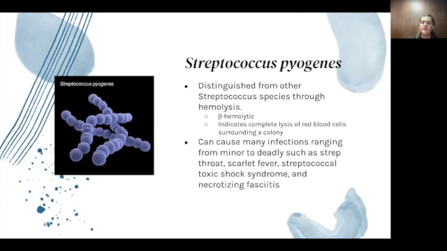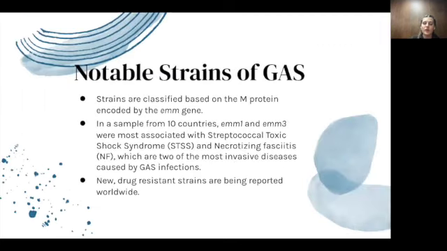and necrotizing fasciitis. So the strains of Group A Streptococcus are classified based on the M protein encoded by the EMM gene. In a sample from 10 countries, EMM1 and EMM3 were most associated with streptococcal toxic shock syndrome and necrotizing fasciitis, which are two of the most invasive diseases caused by Group A Streptococcus infections. So we're also seeing new drug-resistant strains that are being reported worldwide.